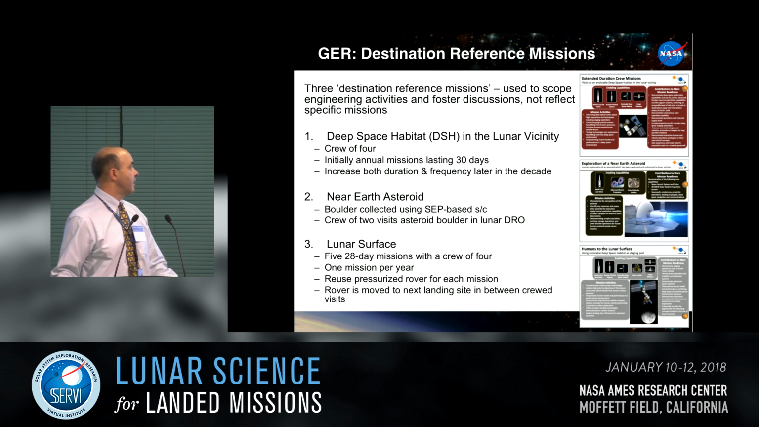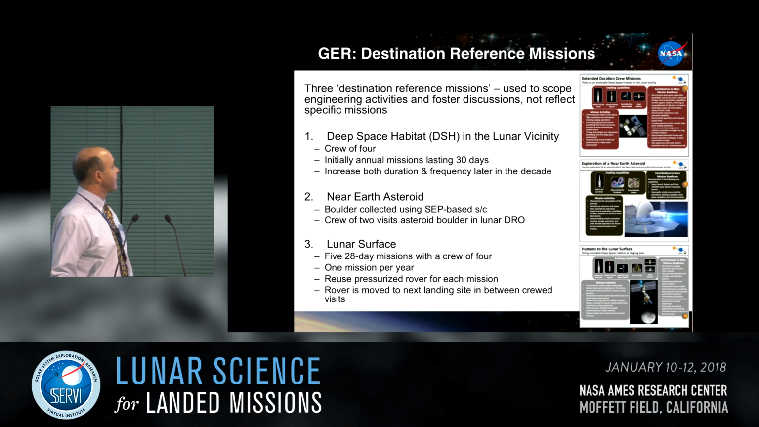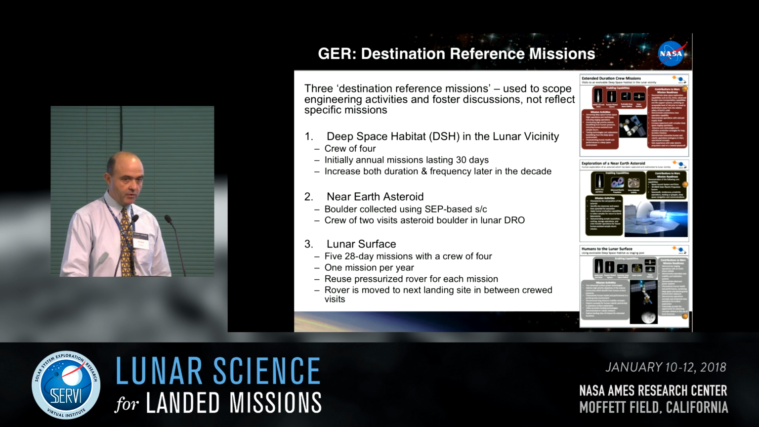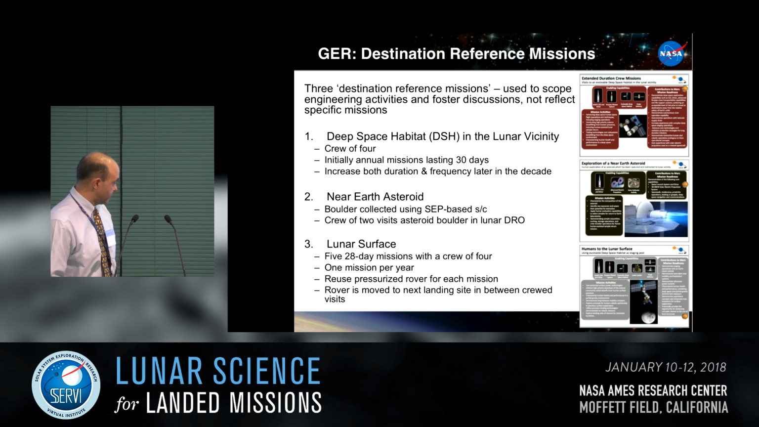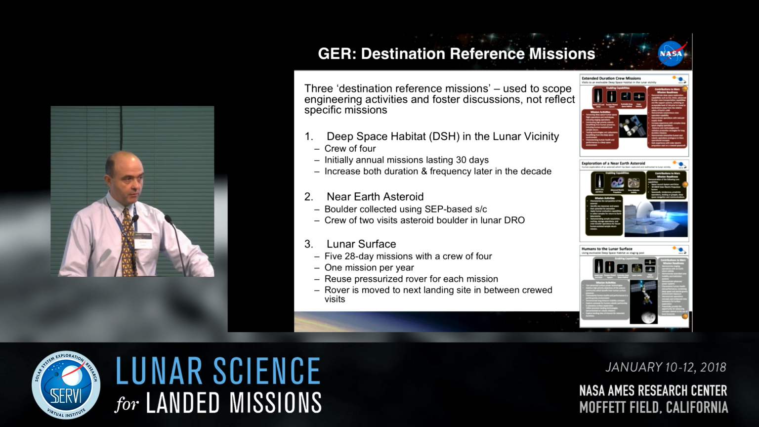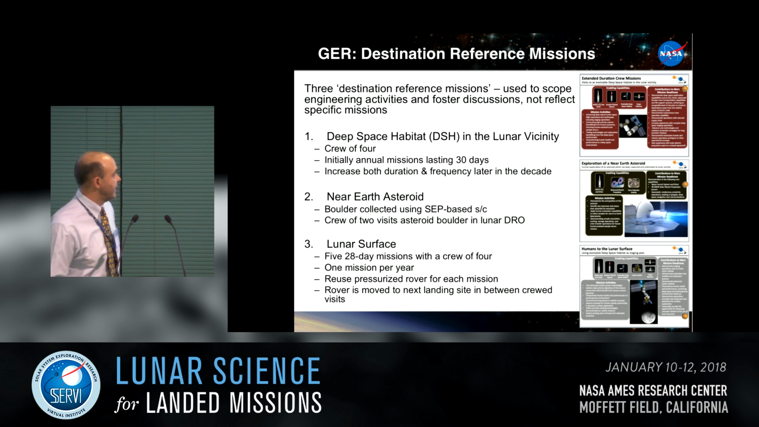As part of GER2, there were three reference destinations, which was a deep space habitat in the lunar vicinity, the lunar surface, and near-Earth asteroids. And these were described in GER2 as potential locations that humans would go to before we went to Mars. Some aspect of why ISECG exists is to do high-level engineering studies by multiple agencies to look at what it would take to do human missions to these destinations. And with that in mind, there are 3 reference missions, and they're described here.